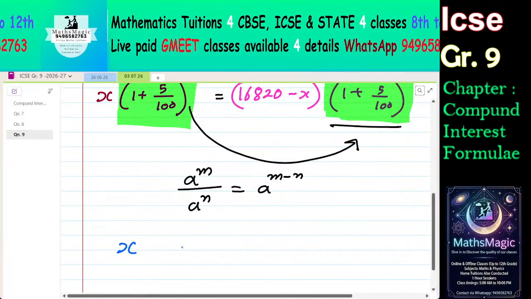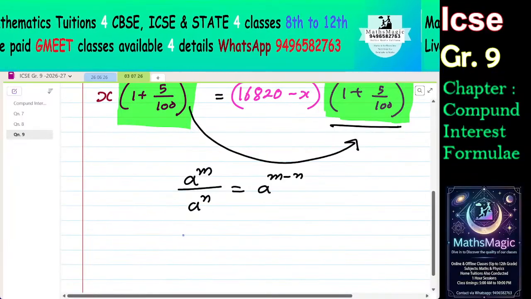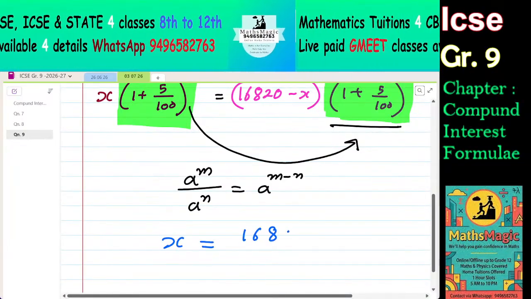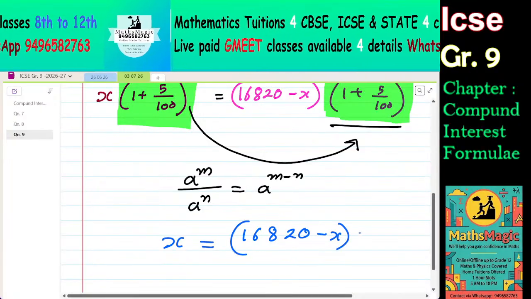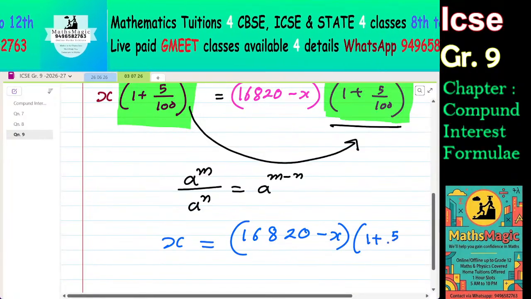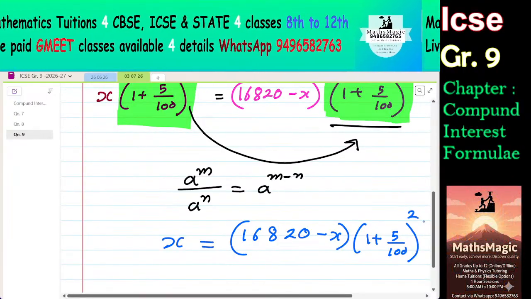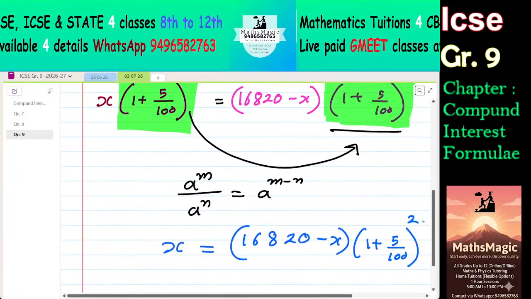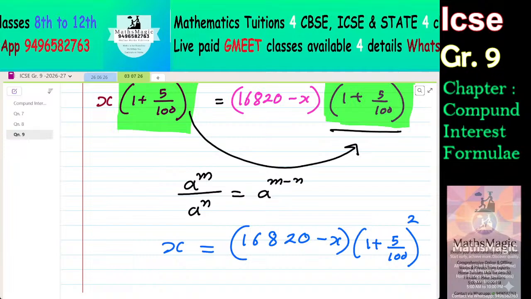So in this case, you will get x equals 16820 minus x times (1 plus 5 by 100) to the power 2. Now move ahead with the simplification and solve it. By the time you solve, I'll give you some more questions.